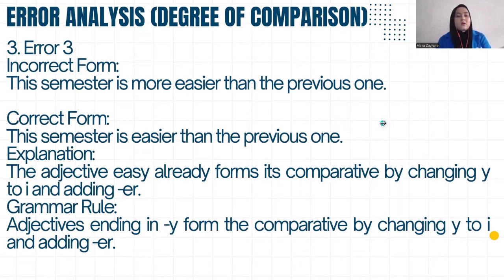Number 3: "The semester is more easier than the previous one." The correct form is: the semester is easier than the previous one. Because the adjective easy already forms its comparative by changing y to i and adding -er. Grammar rule: adjectives ending in y form the comparative by changing y to i and adding -er.